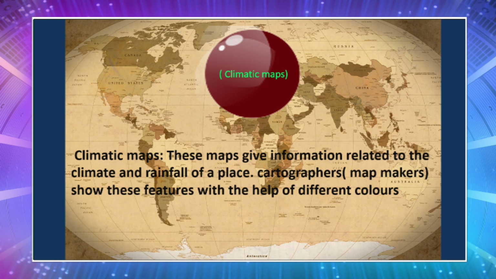Climatic maps. These maps give information related to the climate and rainfall of a place. Cartographers. Cartographers are those who make the maps. Cartographers show these features with the help of different colors. Children, you can observe in this map, there are different shades of a color. Some places are in a light color shade and some are in a dark color shade. So, the variation in the shades and colors of the map indicate different features of the maps.